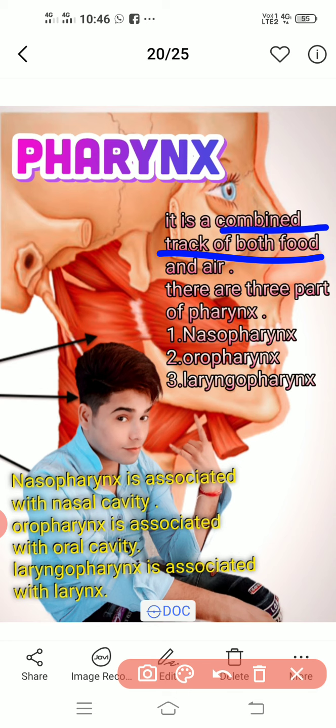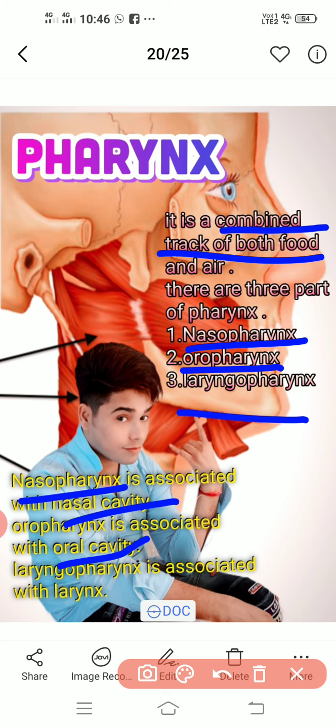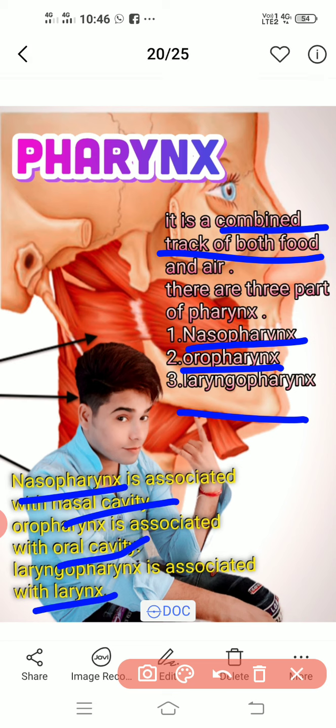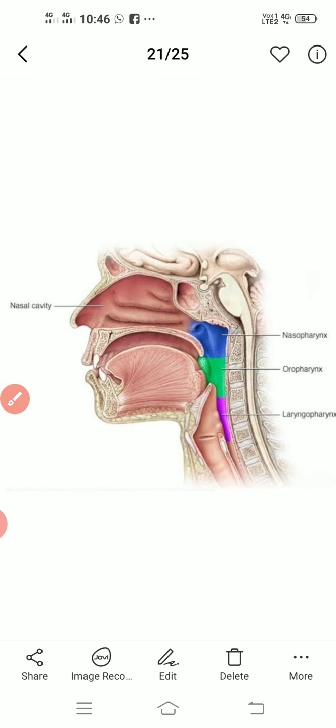And there are three parts of the pharynx: nasopharynx, oropharynx and the laryngopharynx. Dear student, nasopharynx is associated with the nasal cavity, oropharynx is associated with the oral cavity and laryngopharynx is associated with the larynx. यानी कि nasopharynx nasal cavity से जुड़ा हुआ होता है, oropharynx oral cavity से जुड़ा हुआ होता है और laryngopharynx किससे जुड़ा हुआ होता है? larynx से जुड़ा हुआ होता है. I think it is clear in your mind, so proceed.